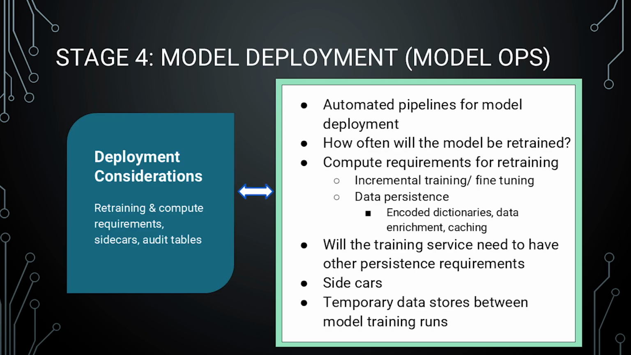Now let's examine the deployment considerations in detail. Again, our deployment considerations include retraining and compute requirements, as well as sidecars and other requirements. Some key questions to answer to iron out your deployment requirements include, what automated pipelines are we going to use for our model deployment? How often is our model going to be retrained? What are the compute requirements for retraining? Are we doing incremental training? Are we doing fine-tuning?